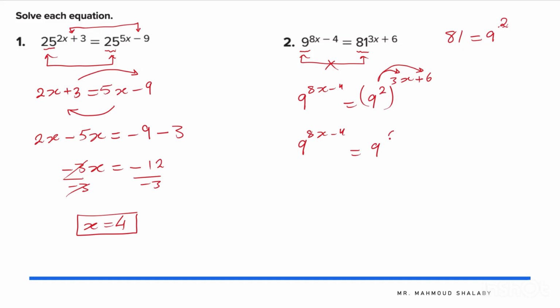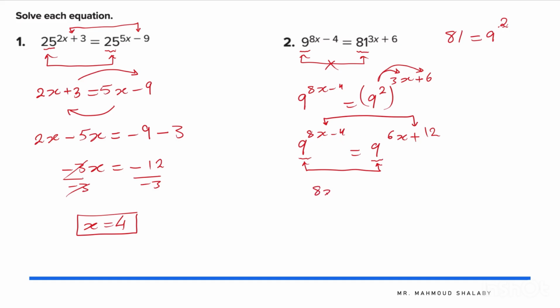2 times 3x is 6x. 2 times 6 is 12. Now, what do you see here? The base now equals the base, and if you remember what I said at the beginning, this is your target: to make the bases equal. In this case, I can equate the exponents.